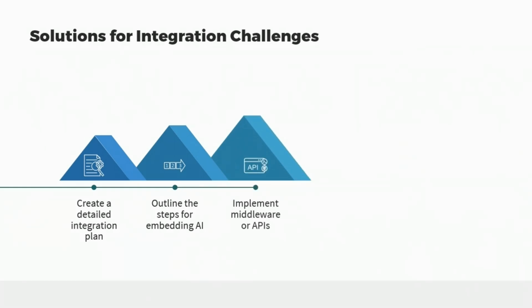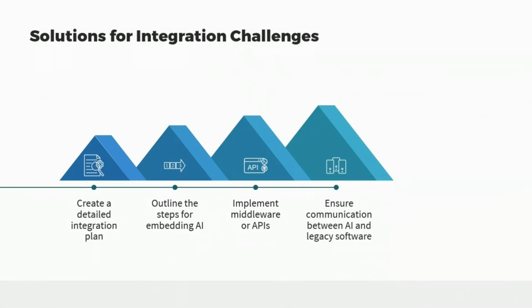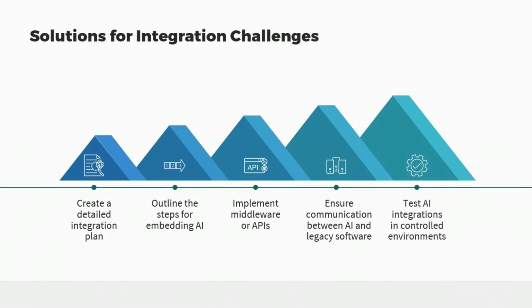Now, utilizing middleware platforms or APIs can facilitate seamless communication and interoperability between AI tools and legacy software systems, enabling smooth integration and data exchange. And establishing robust communication channels and protocols between AI systems and legacy software applications is critical to enable data sharing, workflow orchestration, and real time integration. And conducting thorough testing and validation of AI integrations in controlled environments like staging or sandbox environments can help identify and address potential issues before deployment, minimizing the risk of operational disruptions.